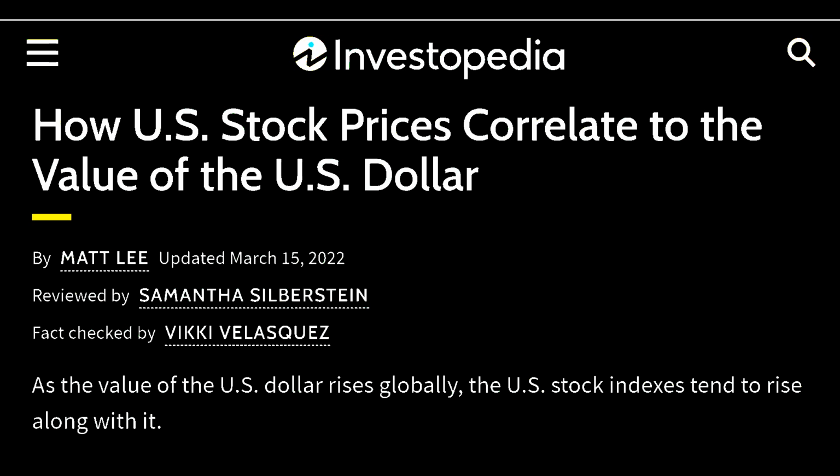The very first sentence, though, says that as the value of the US dollar rises globally, the stock indexes tend to rise along with it, which is contrary to my observations. I'm going to go ahead and open the charts and we're going to have a look.